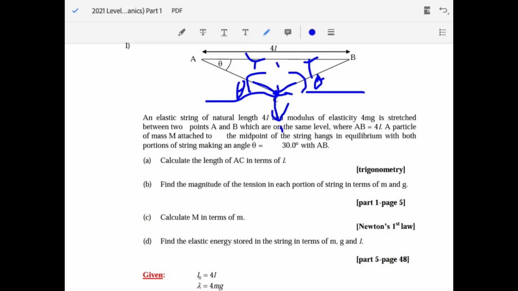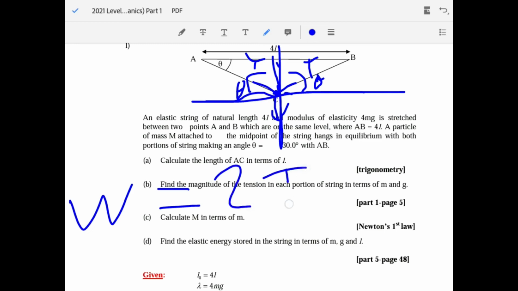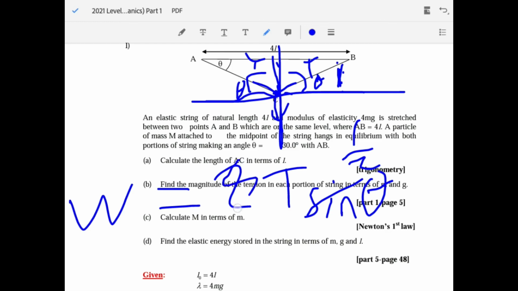Use the y-axis over here. You get weight is equal to 2T sine theta. The sine is because you need the vertical portion, so you do sine. The 2 is because there's 2 of them, and they add up together like normal. So sine 30 is half, and then it cancels with the 2. So T is equal to M capital G.